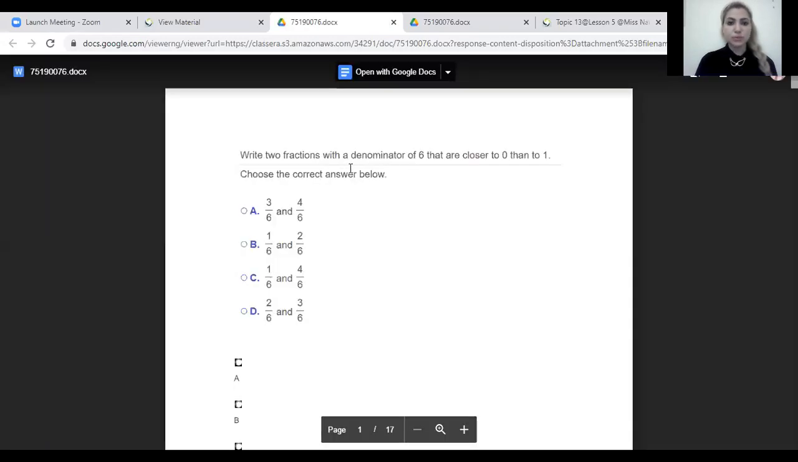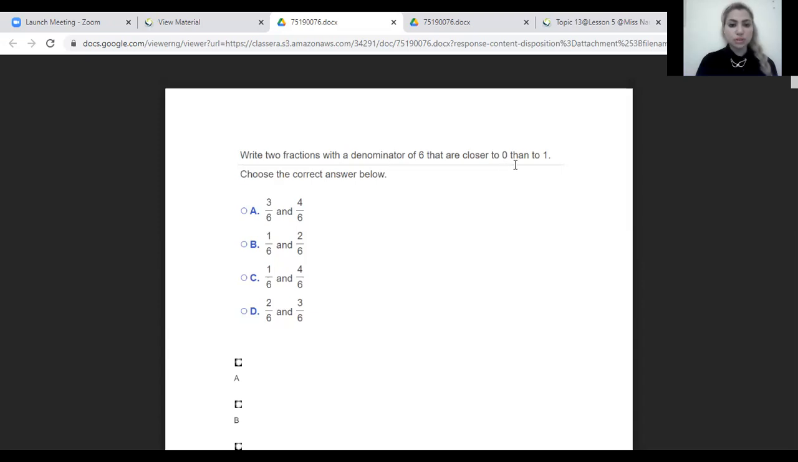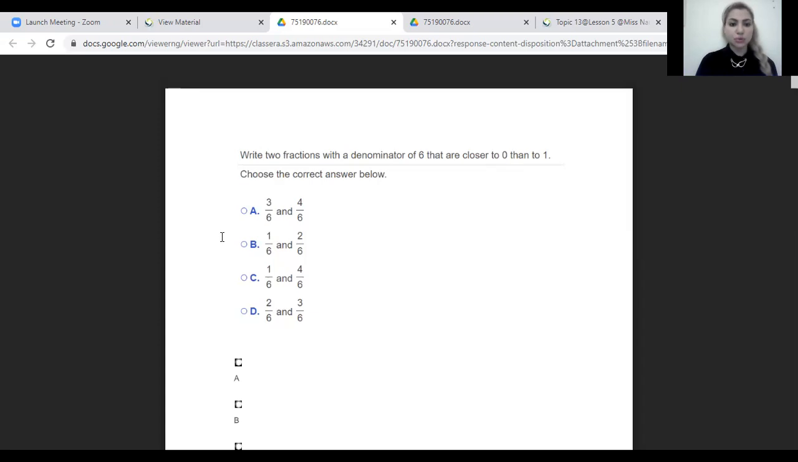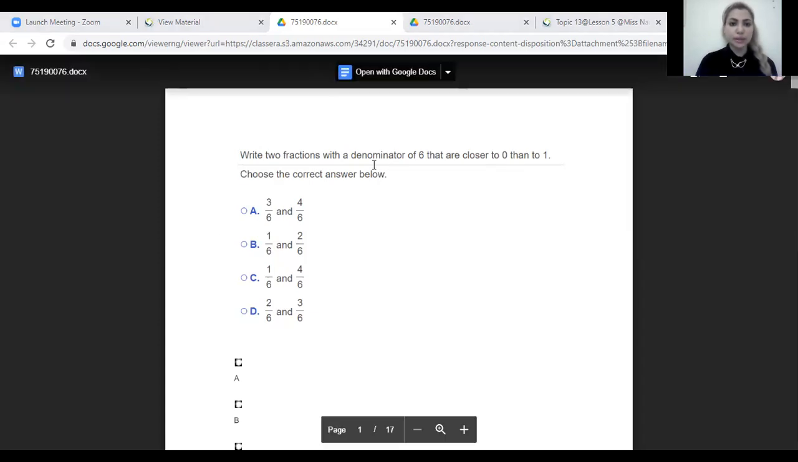Write two fractions with denominator of 6 that are closer to 0 than to 1. So if you look here at this photo, you will see that with the denominator of 6, what are closer to 0 and 1? We have small numerators, which is 1 and 2. So B is the answer. Okay?